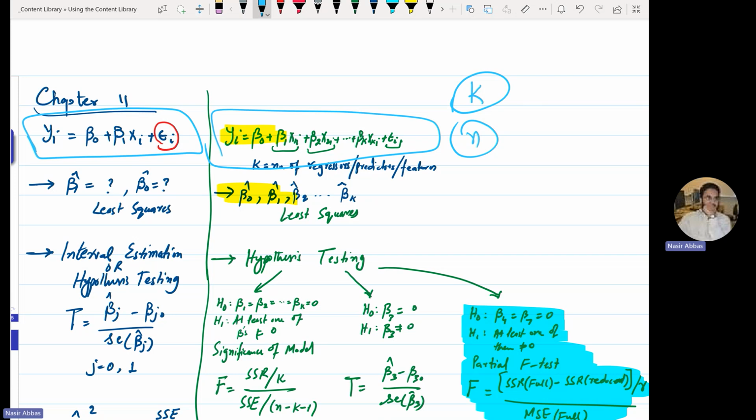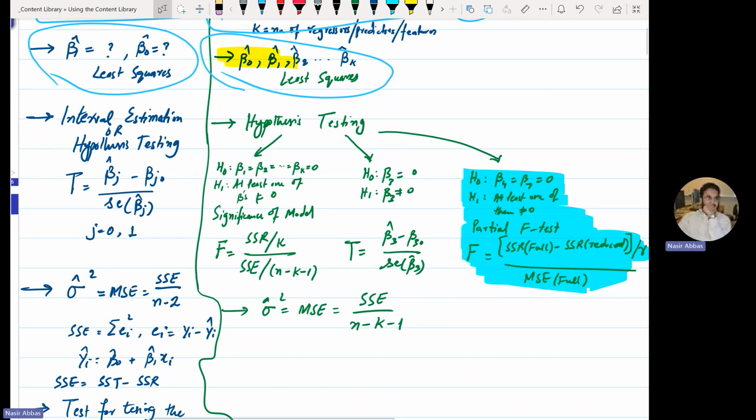Okay. Then from this sample of size N, what did we do in simple linear regression? We used the least square estimation and we found the estimates for those coefficients. We did the same for multiple linear regression. We used the sample of size N and we found those coefficients. What did we do after finding the coefficients? We moved towards the interval estimation and hypothesis testing. We did the same in chapter 12.